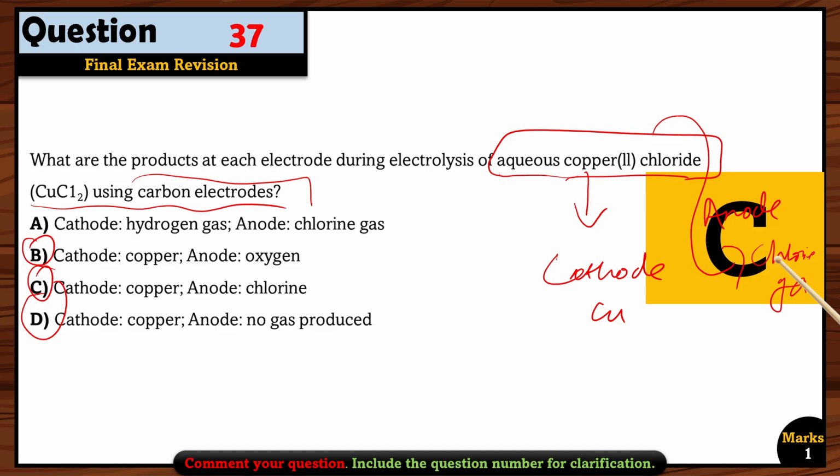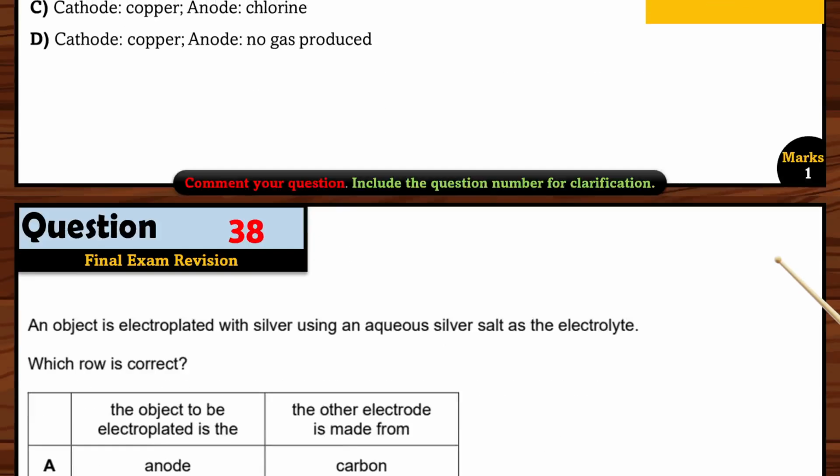Okay, but if you have copper electrodes and your electrolyte is also made up of copper, then the product at the cathode will always be the metal, that is copper, and at the anode it will be copper ions. Okay, copper ions, if the electrodes are made up of copper and the electrolyte is also a copper solution.